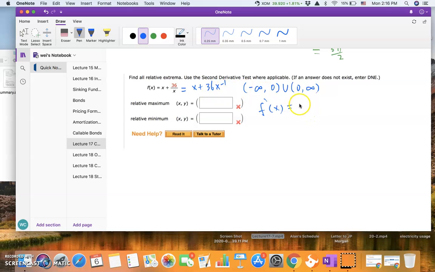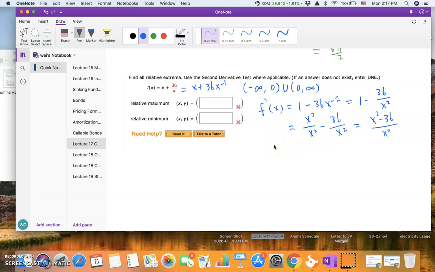So the derivative is 1 minus 36x to the power of negative 2. And that will be 1 minus 36 over x squared, which equals x squared over x squared minus 36 over x squared, which is x squared minus 36 over x squared.